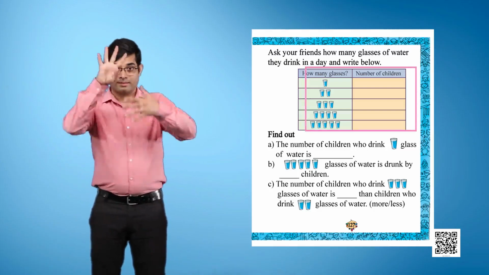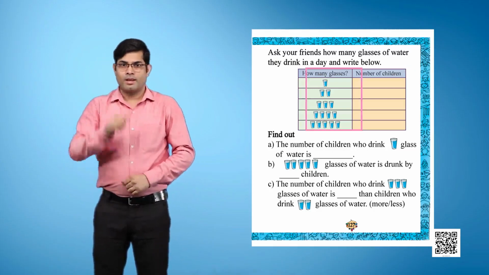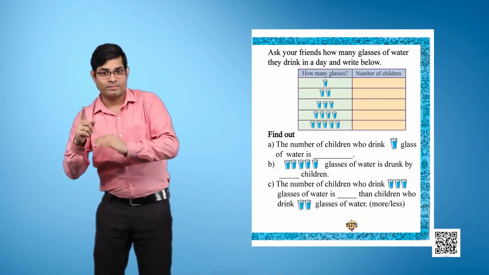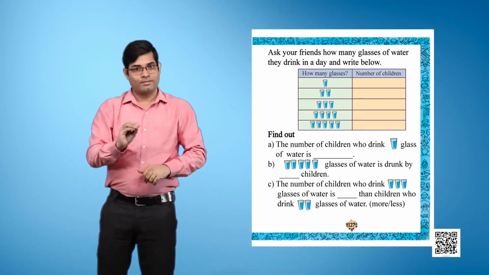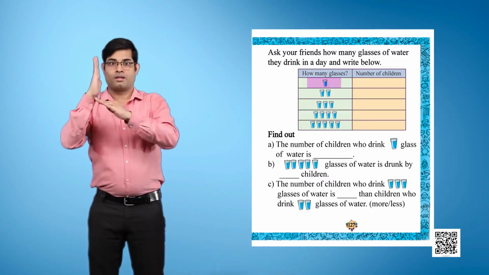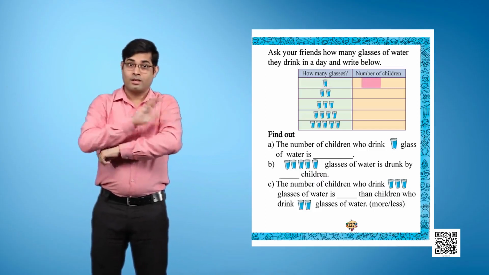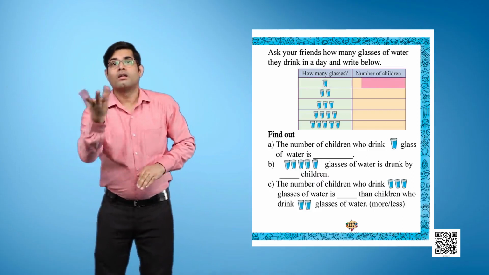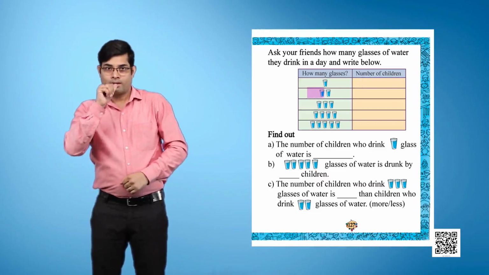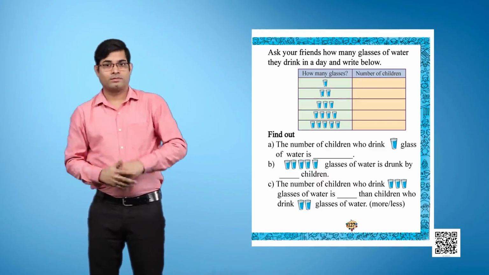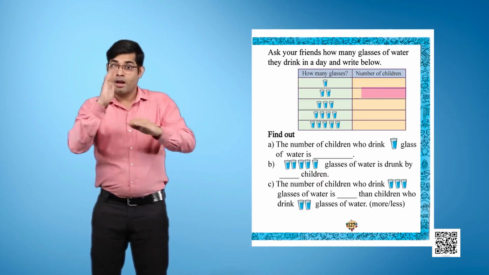There is a table with 2 columns and 5 rows. Column 1 is for how many glasses and column 2 is for number of children. Row 1, column 1 has a picture of a glass of water and column 2 has space for writing number of children who drink 1 glass of water in a day. Row 2. Column 1 has a picture of 2 glasses of water and column 2 has space for writing number of children who drink 2 glasses of water in a day.